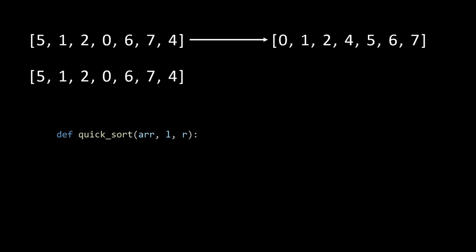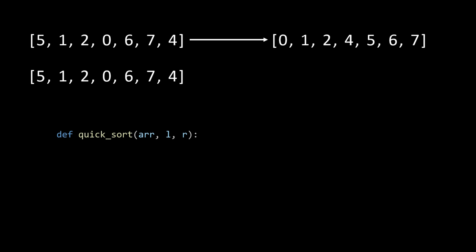So this is how the quicksort function looks. It takes 3 arguments. The first one is going to be the array itself, the second one is a left pointer, and the third one is a right pointer. Now the left and right variables are going to be indices inside the array, which tell us what part of the array we have to sort.